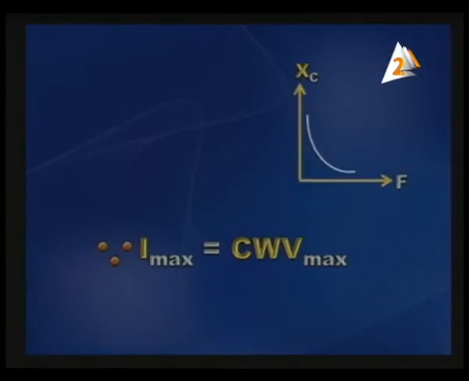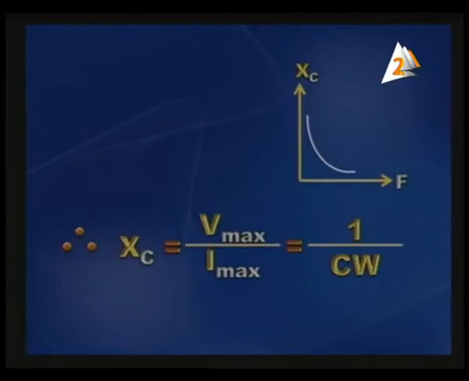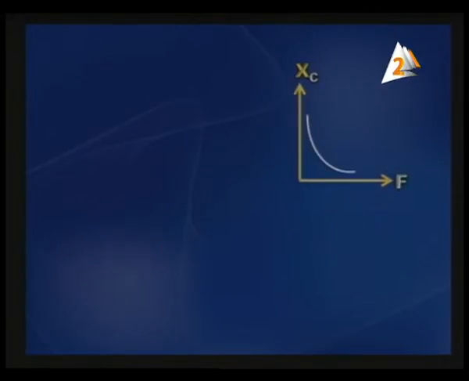I maximum is equal to C omega V maximum. So XC, capacitive reactance, is equal to V maximum over I maximum. It is 1 over C omega. And omega is equal to 2 pi f. So XC equals 1 over 2 pi f C. This is the relation that determines the capacitive reactance.